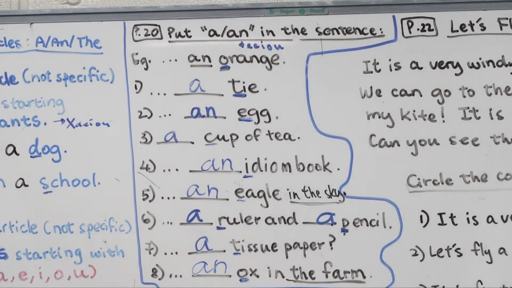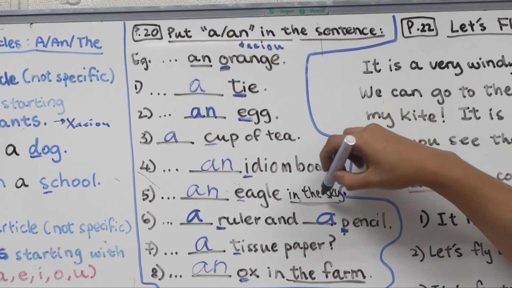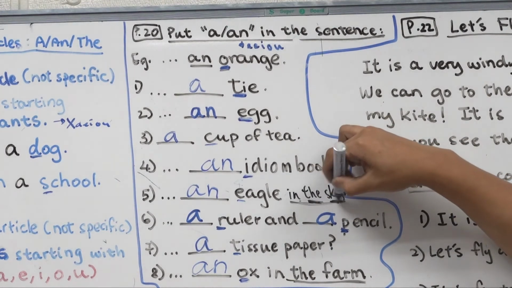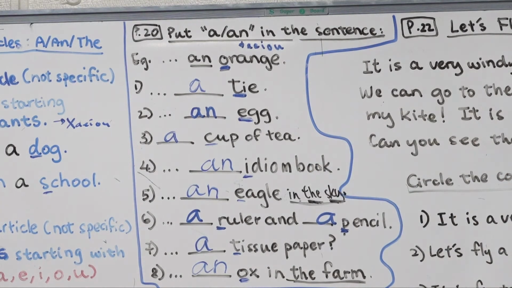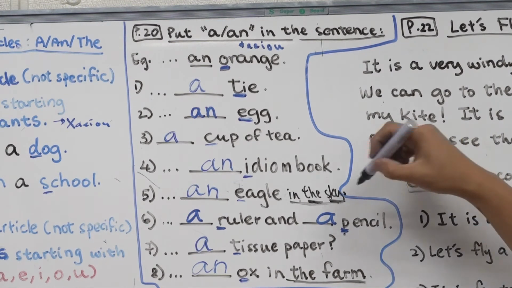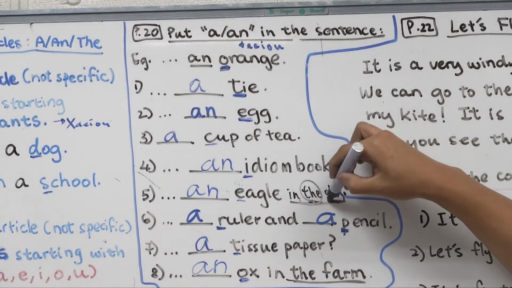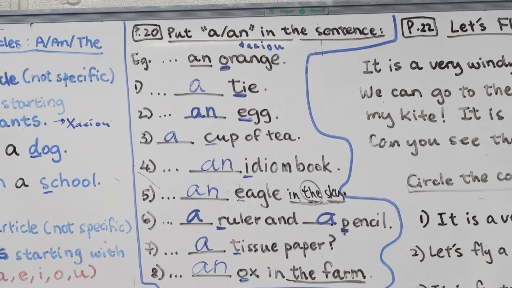Question number 5 is, there is an eagle in the sky. Now we use the definite article the for sky, right? And we've already talked about that in the introduction to the class. Now we use the for sky because it's very specific. We know what we're talking about when we say sky. We all have the same sky, just one sky above us.